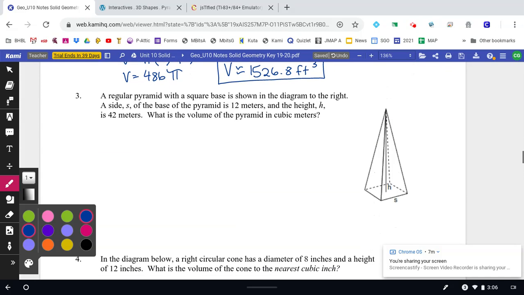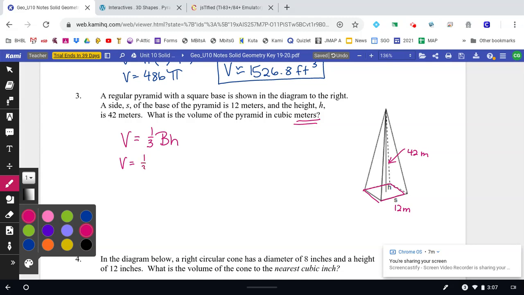All right, number 3. We have a regular pyramid with a square base. Okay, so good to know it's a square. And the side of that base is 12 meters. The height, 42 meters. What is the volume of the pyramid in cubic meters? All right, so since this is a pyramid, I'm going to be using 1/3 big B times H.